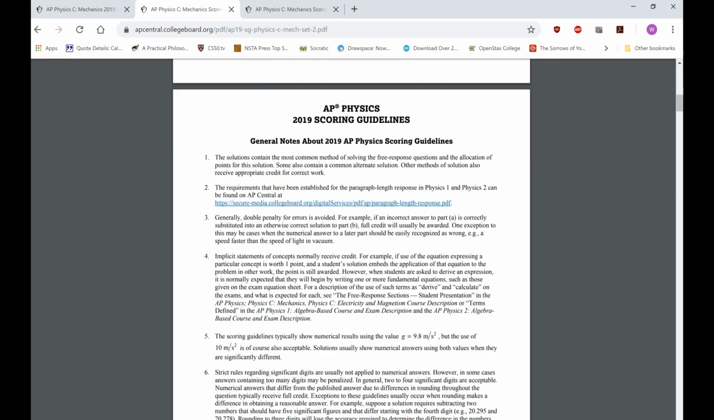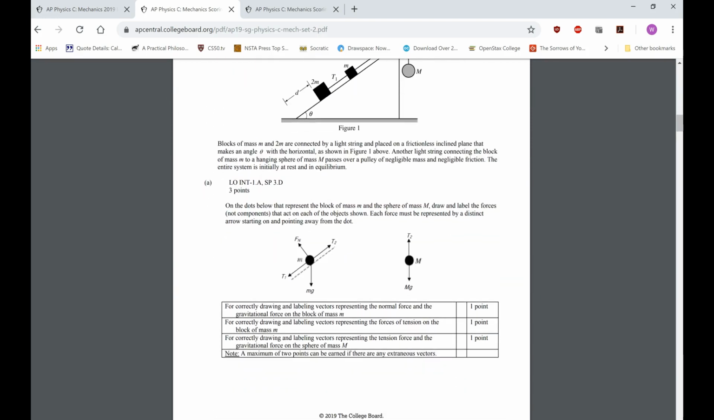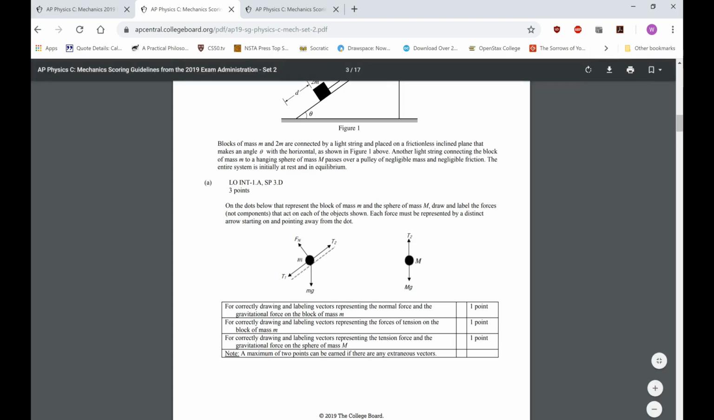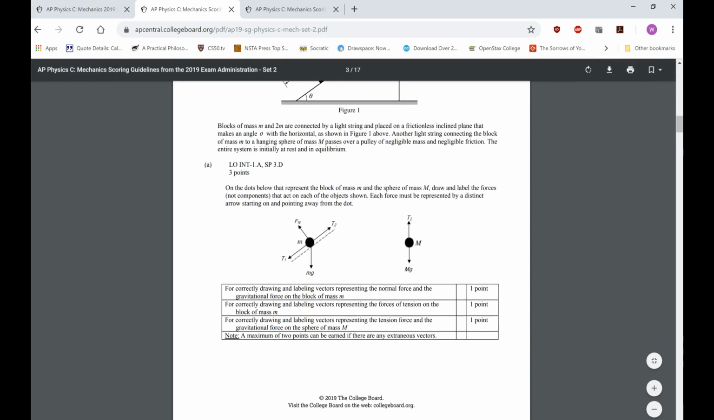So the scoring has 3 points for the free body diagrams. For correctly drawing and labeling vectors representing the normal force and the gravitational force on block m. So is the normal force perpendicular to the surface and mg straight down? That's a point. For correctly drawing and labeling vectors representing the forces of tension on block m. So remember drawing and labeling. So do you have T1 parallel to the plane down? Do you have T2 parallel to the plane up?